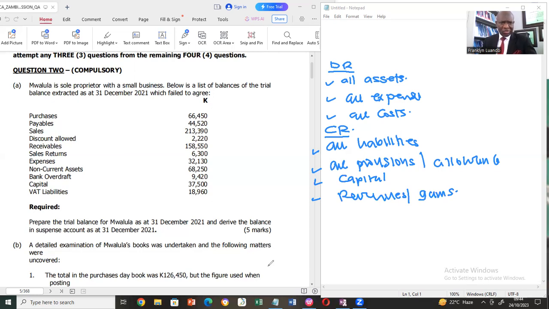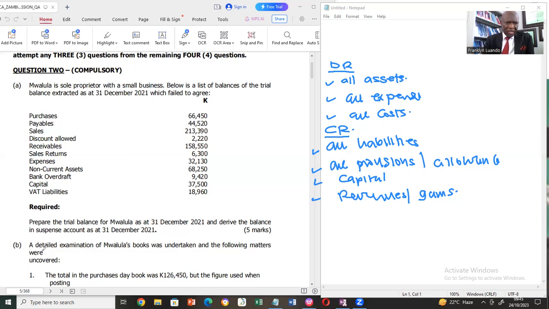Mwalula, a sole trader with a small business. Below is a list of balances of the trial balance extracted as at 31st December 2021, which failed to agree. So when the trial balance fails to agree, then the difference is suspense. So we can now look at this question because we are asked, required: prepare the trial balance for Mwalula as at 31st December 2021 and derive the balance in suspense account as at 31st December 2021.